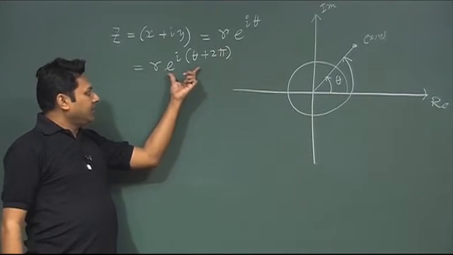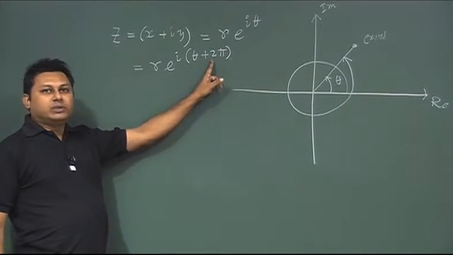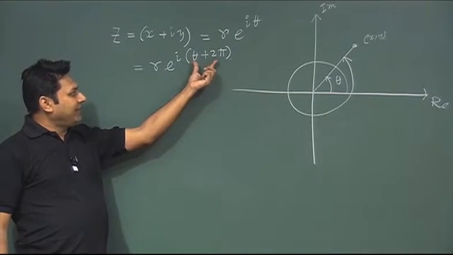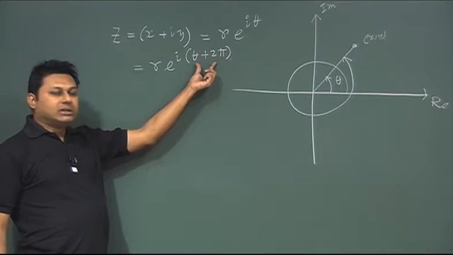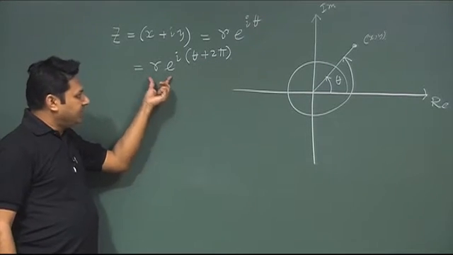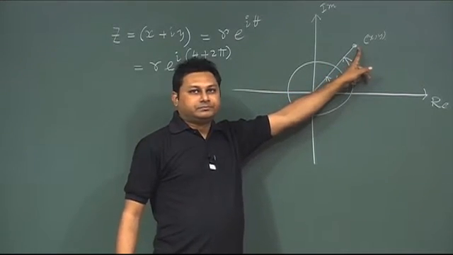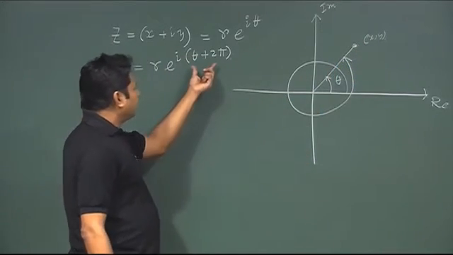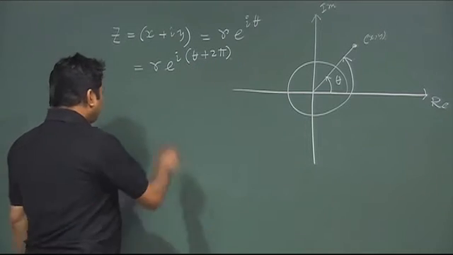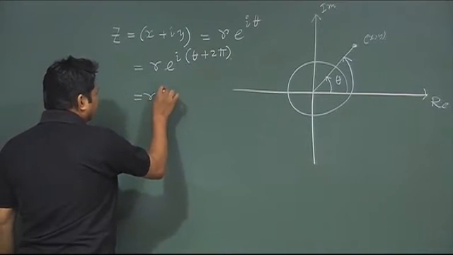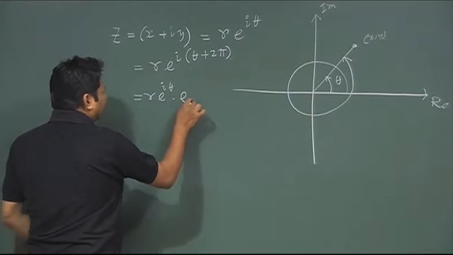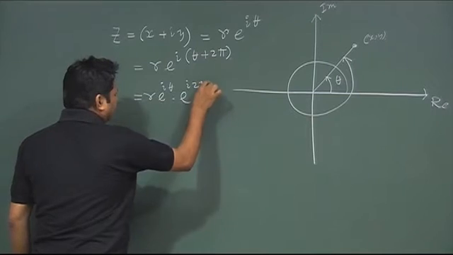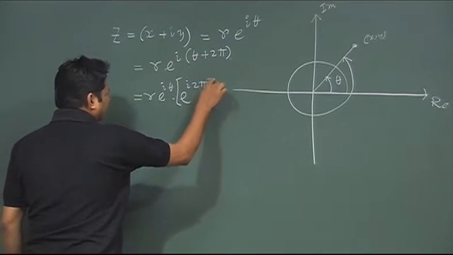If I add 2 pi to my initial theta, I will have an angle which is 2 pi plus theta, but this will represent the same point here. The angle theta is just added to 2 pi and it will represent this point. Why is it representing the same point? Mathematically it is easy, because e to the power i theta and e to the power 2 i pi, you can have these additional things.